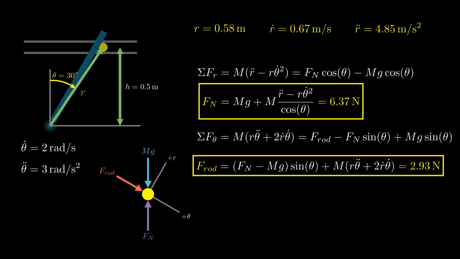This problem might have looked imposing at the start, but ultimately it wasn't too bad. The keys were to recognize that we could use cylindrical coordinates, and to figure out how to get expressions for r dot and r double dot.